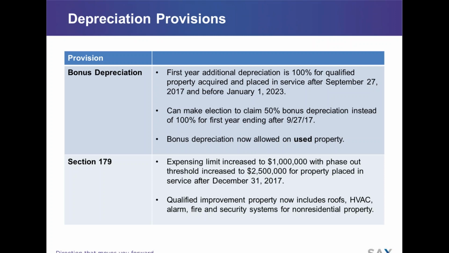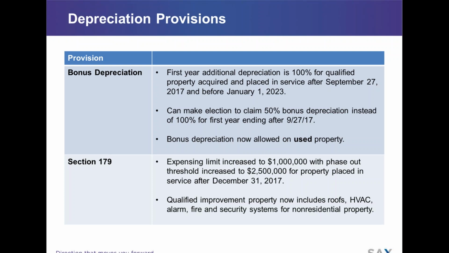So now we're going to go into what the new law is for bonus and Section 179. Bonus depreciation has changed. It was 50% of your cost, now it's going to be 100% taken in the first year if the property was placed in service after September 27, 2017, and before January 1st, 2023. Like Chris said, it has to be placed in service within that time.